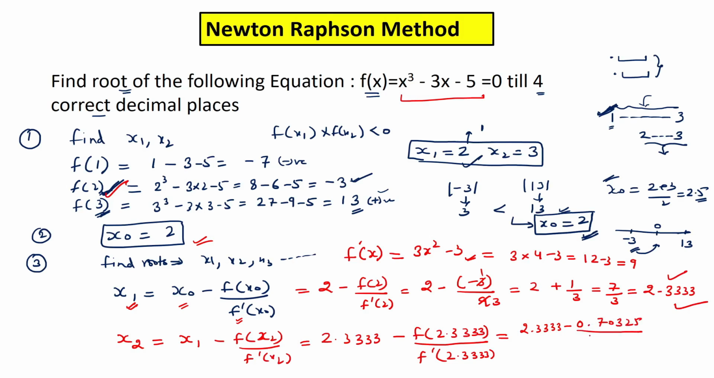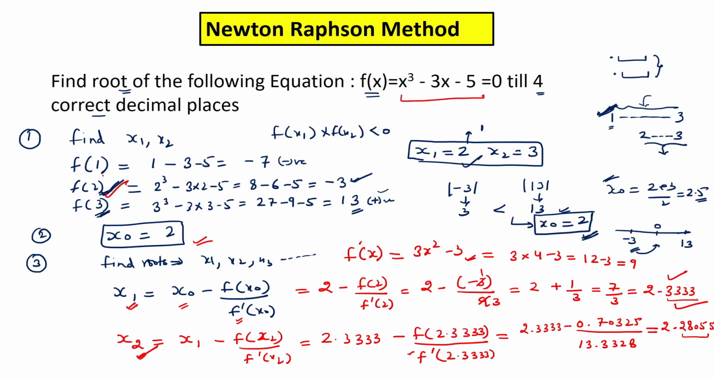0.70325 divided by, and the value after solving this differentiation, you will be getting 13.3328, some value nearby it. And after solving this, you will get some value nearby 2.2805. Okay, so we can see that after this decimal place, we are getting 2805, and here it is 333. So these 4 digits and these 4 digits are not matching. That means at x2, we will not stop. We will find the value of x3 also. And we will use this x2 when we are finding the value of x3.